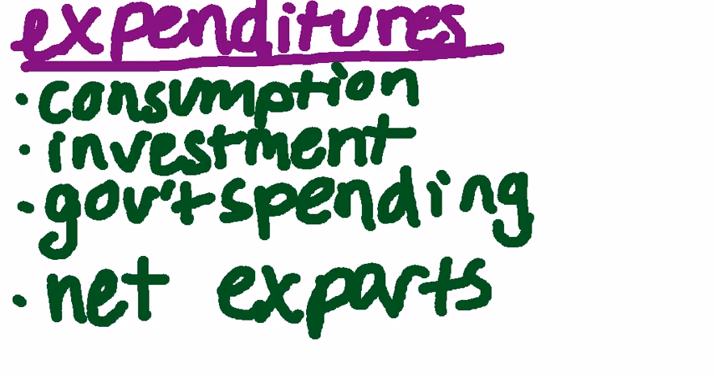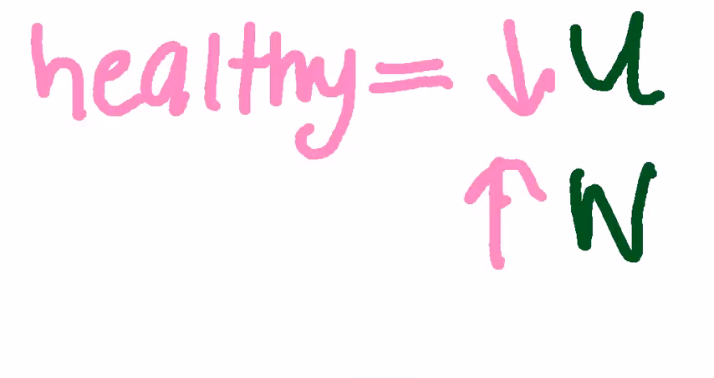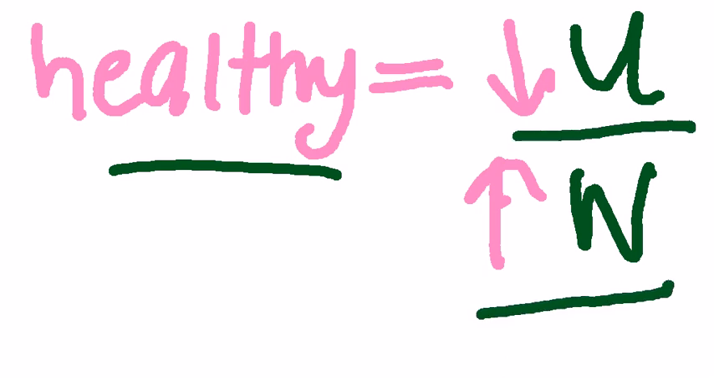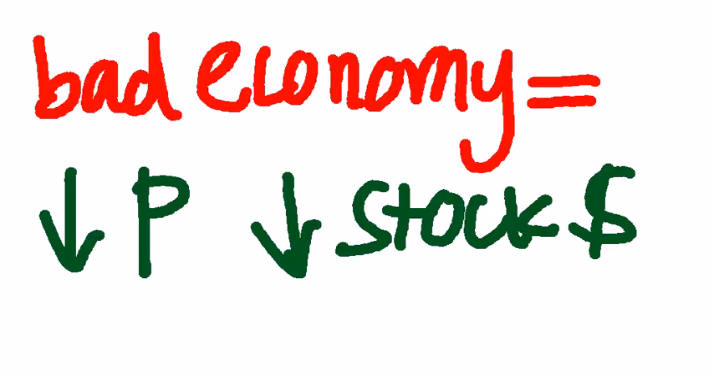So the expenditures approach is more common, and it's calculated by adding total consumption, investment, government spending, and net exports. The GDP represents the economic production and growth, and it has a really large impact on nearly everyone within an economy. For example, when the economy is healthy, unemployment decreases and wages increase. This also means that a bad economy would entail lower profits for companies and lower stock prices.